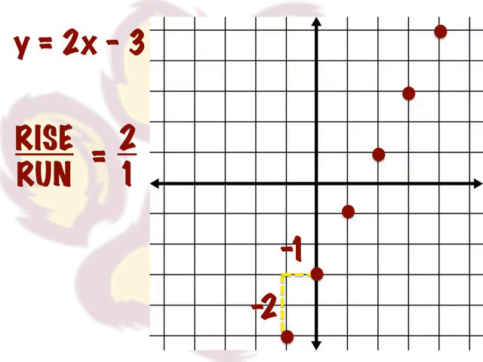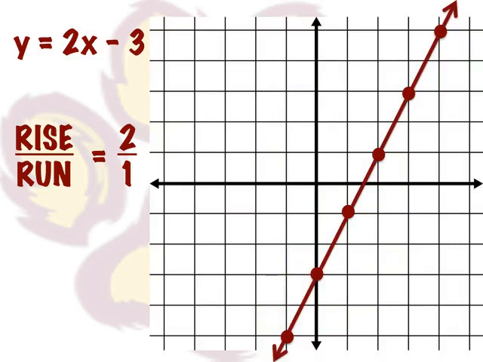Once we have enough dots, all you have to do is connect the dots with a line. And you can see we have graphed there now, y equals 2x minus 3.